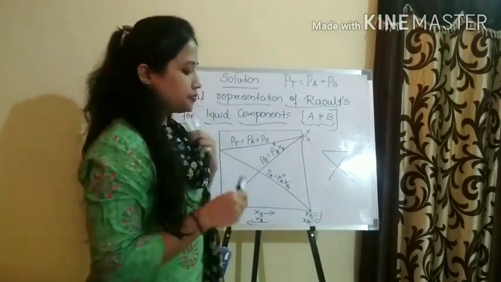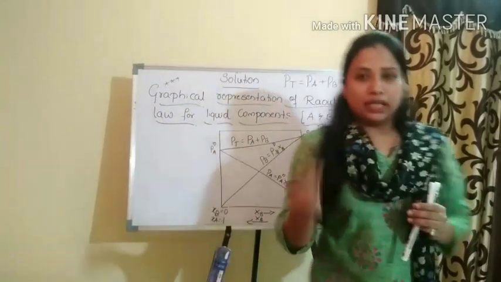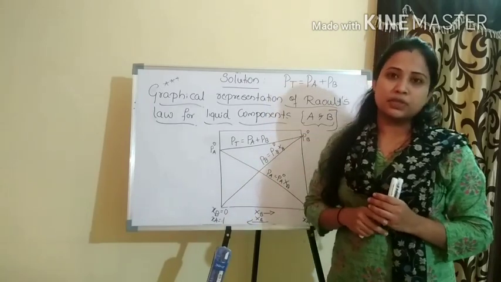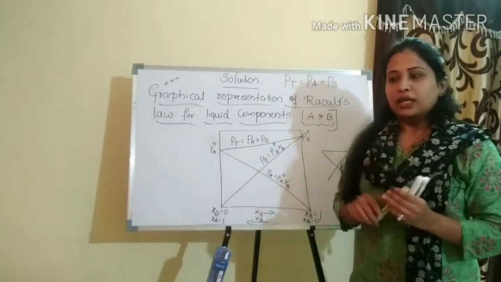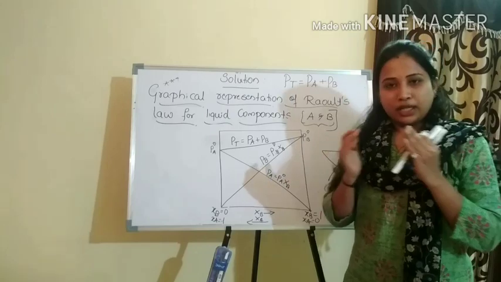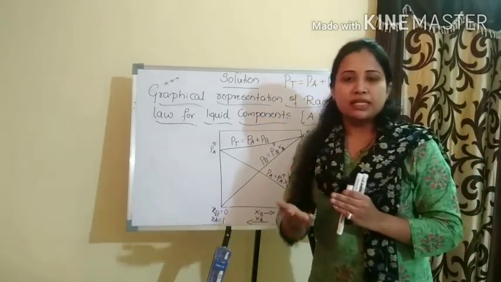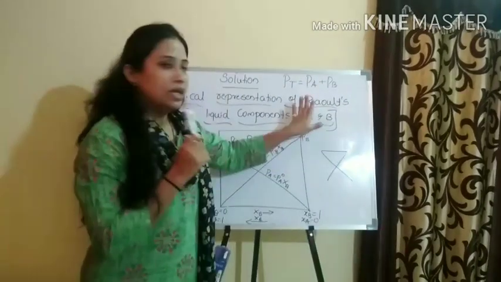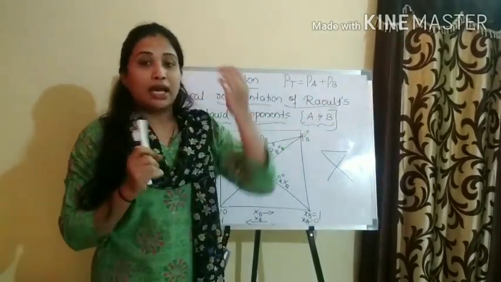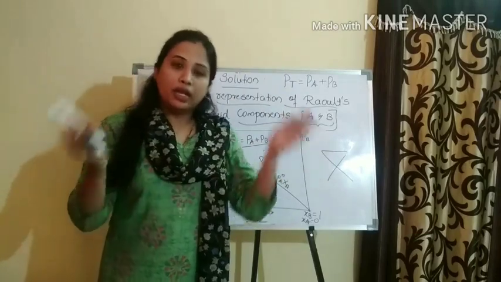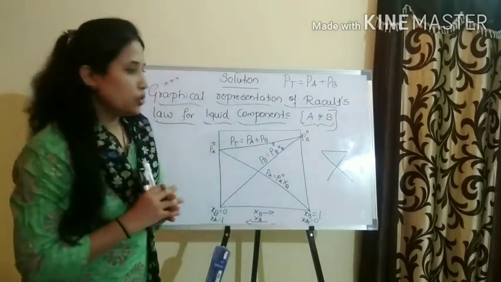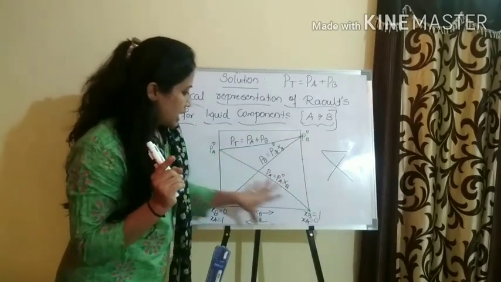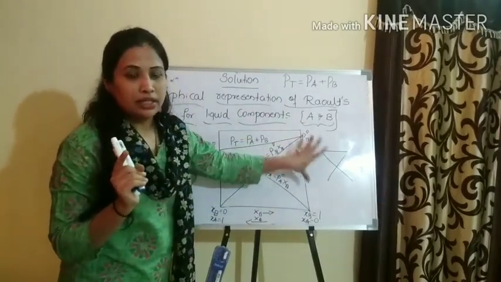Now, when I say liquid in liquid components, I could give many examples. If I take two solvents, for example benzene and toluene, let us take A as benzene and the B component as toluene. When I mix them, it should obey whatever graphical representation I have written here.